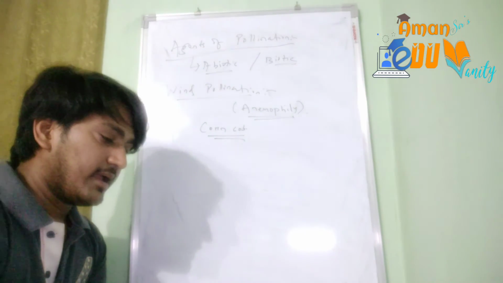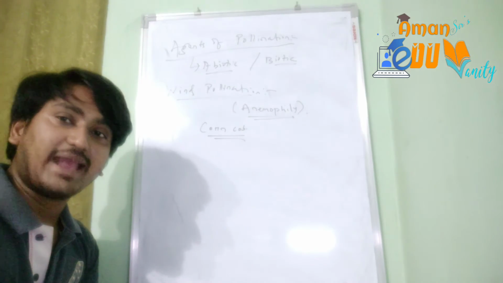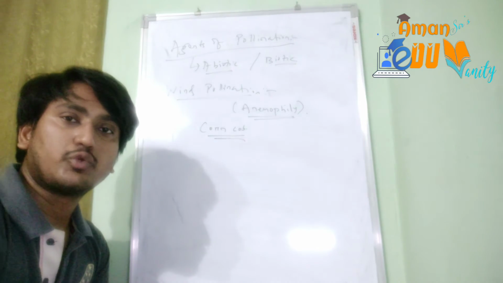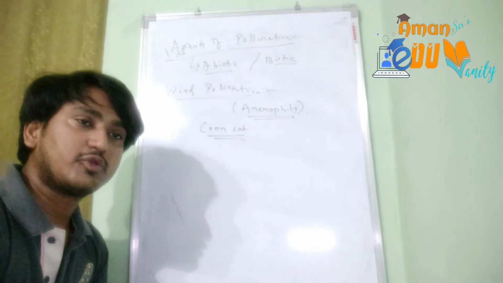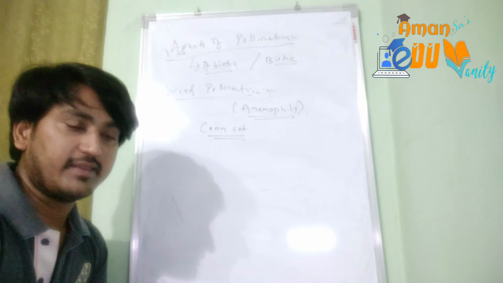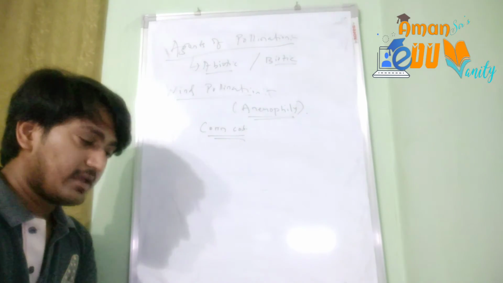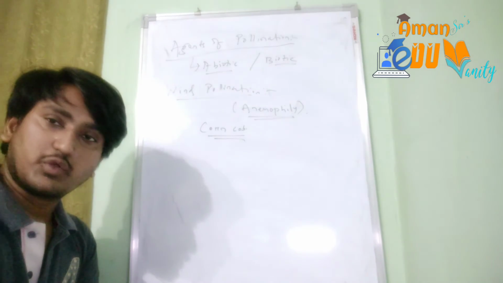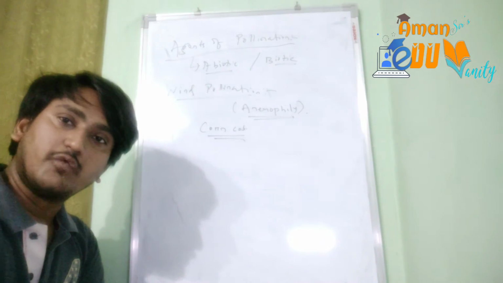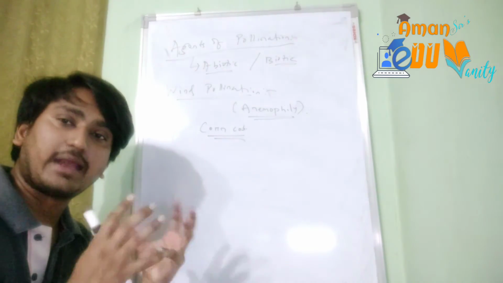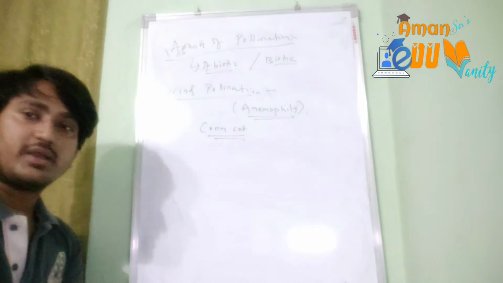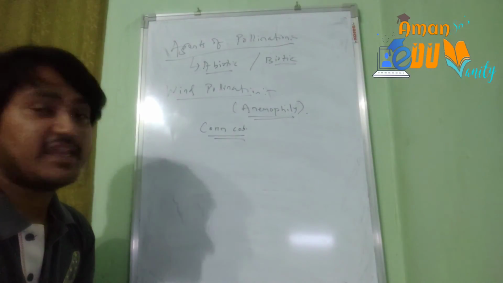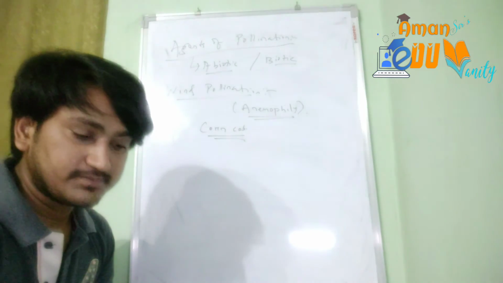Okay, and the pollen grains should be light, smooth and dry, and they should be unwettable, उनको गीला नहीं होना चाहिए, and they should easily blow with the wind. That's why they should be light. Okay, and usually the wind pollinated flowers have a single ovule in each ovary. एक ovary में उनका single ovule रहेगा, otherwise they will be packed into an inflorescence. Okay, to become conspicuous they should be packed in an inflorescence. So this is anemophily or wind pollination.